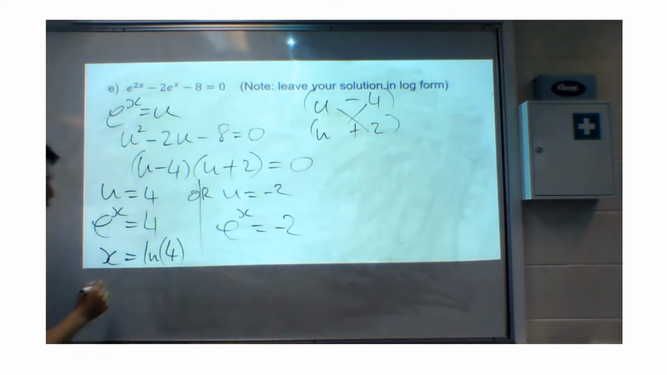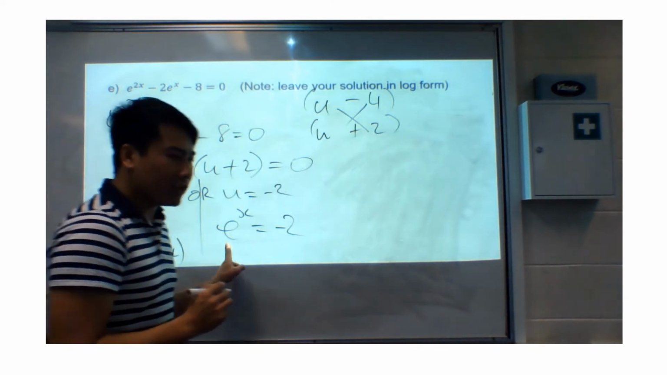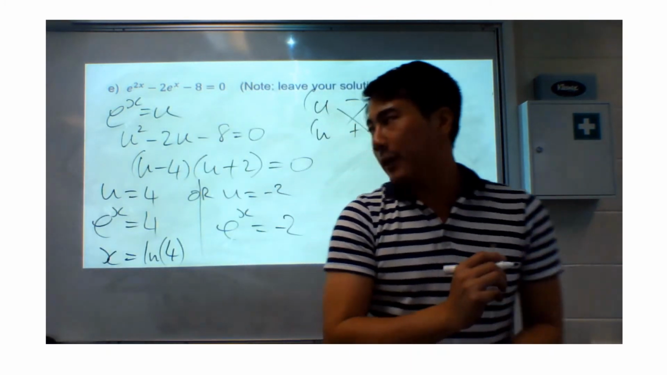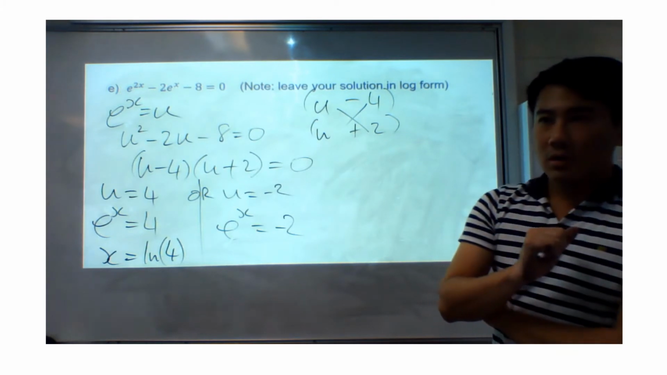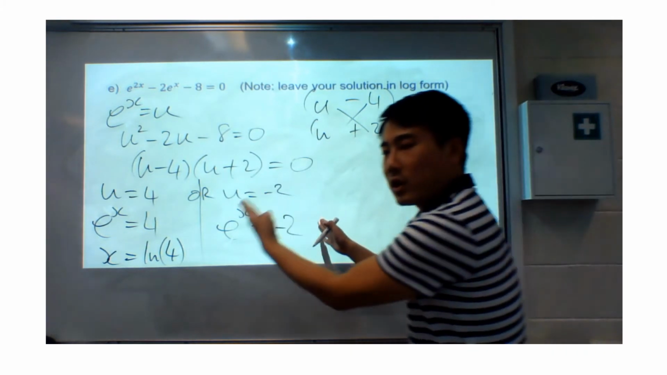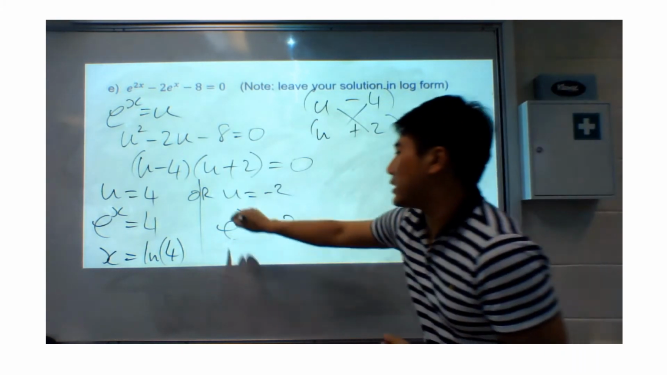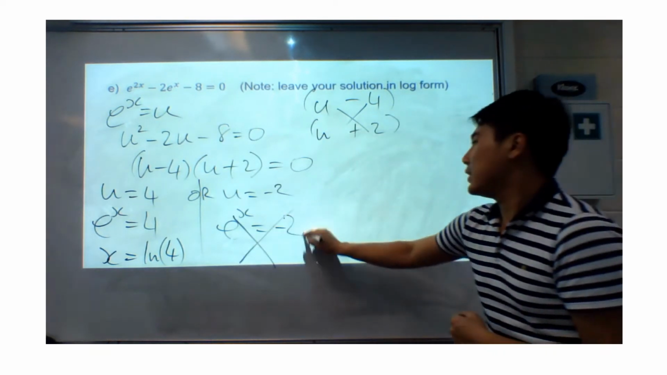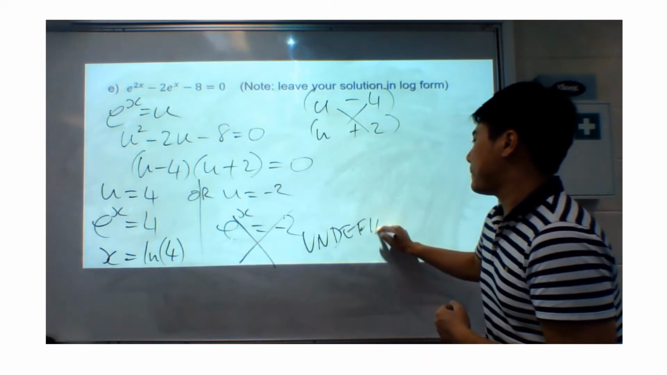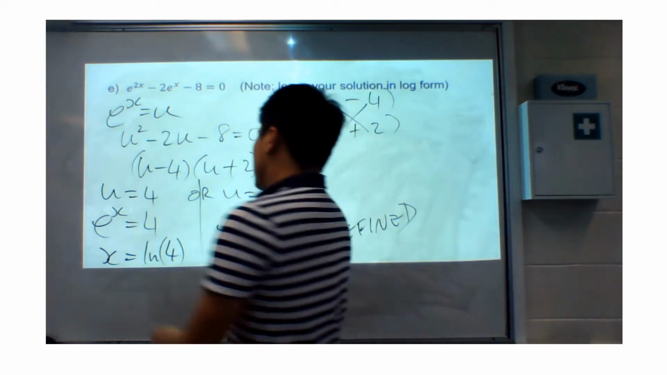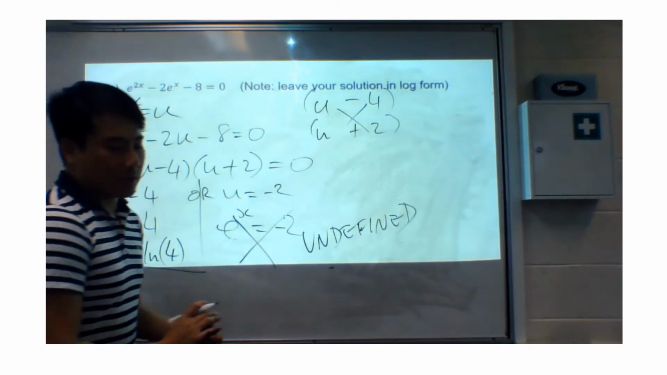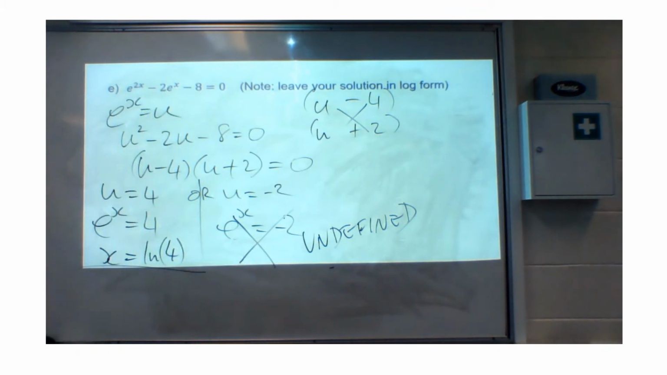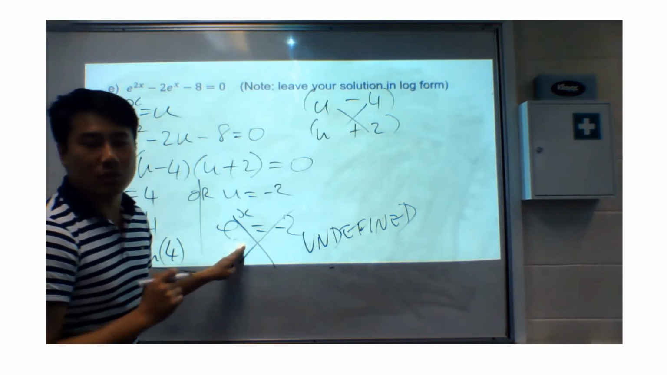That becomes ln 4. For this one, what would it become? e to the power of -2. Well, you can't solve it. There's no solution here. It doesn't make sense. It's undefined. So your answer will just be x equals ln 4, because in this case, there's no solution.